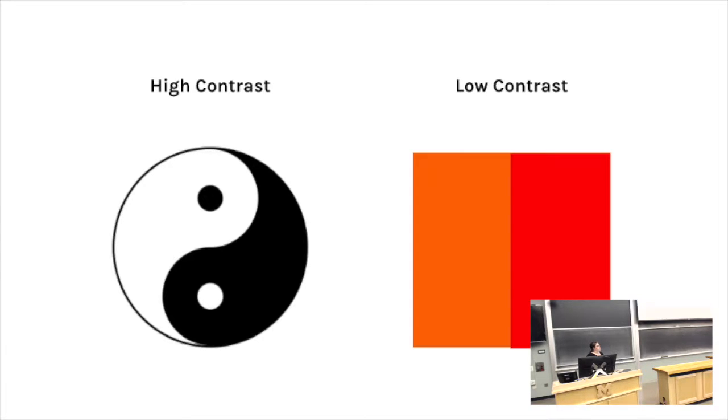It's pretty self-explanatory. On the left, there can be really high contrast, which most people usually think of as black and white, like this yin and yang symbol. But on the right is a low contrast. These are both warm colors. Orange and red are really close to each other on the color wheel. I'm about to show you that in a second. But it's really difficult to distinguish the difference between those two when they're near each other.